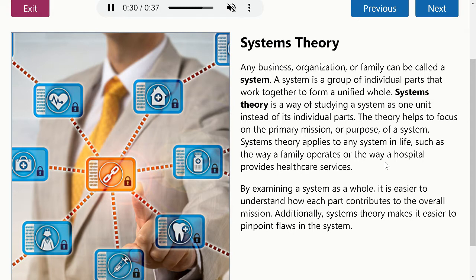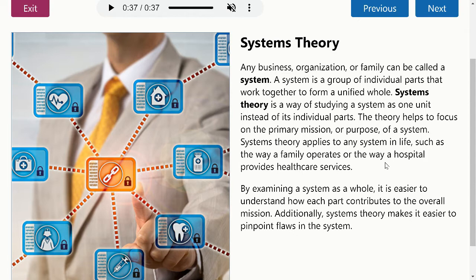Write that down. Any business, organization, or family can be called a system. So like this organization, Montgomery Public Schools, is a school system. A system is a group of individual parts that work together to form a unified whole. So in the school system, you have different schools in Montgomery County that make up a whole system. Birmingham City has different schools that make up Birmingham City Schools, that system.